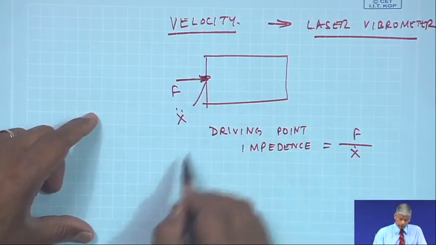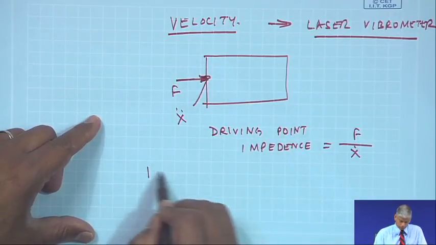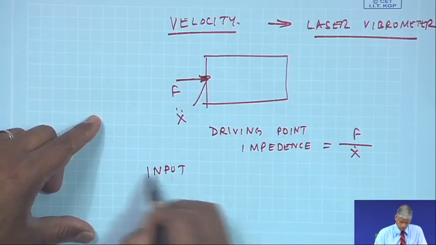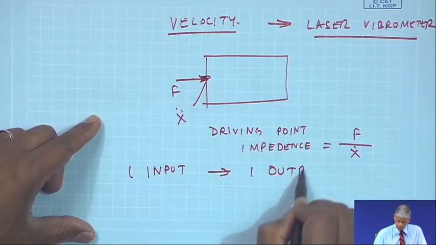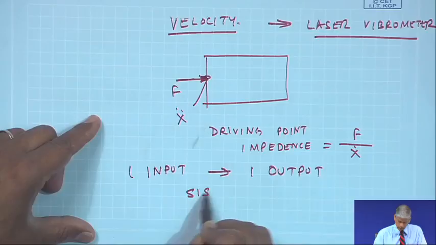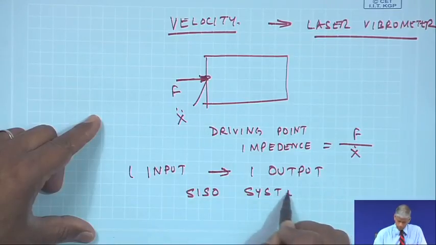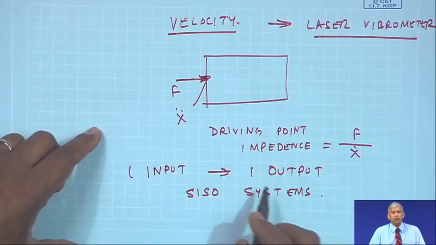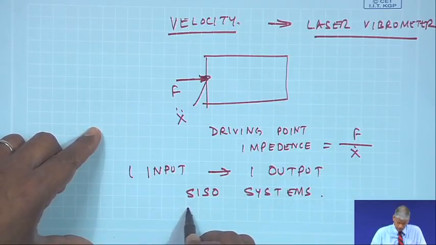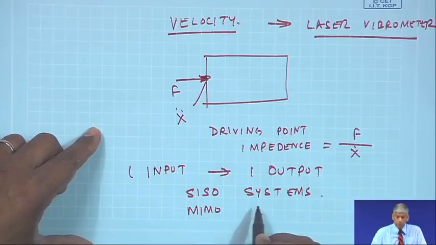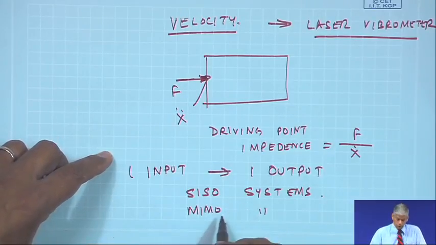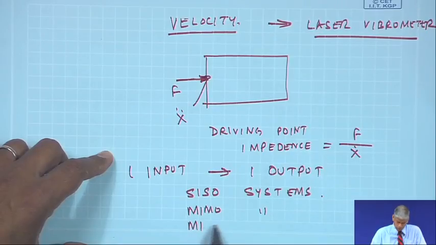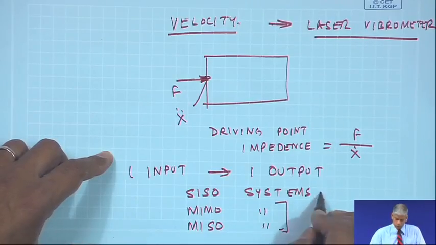Such systems, where there is one input and one output, are known as single input single output systems. Sometimes the systems are large. I can have MIMO systems, multiple input multiple output systems, or multiple input single output systems. Okay, so this is there, and then we can model it and so on. Here I am talking about SISO systems.